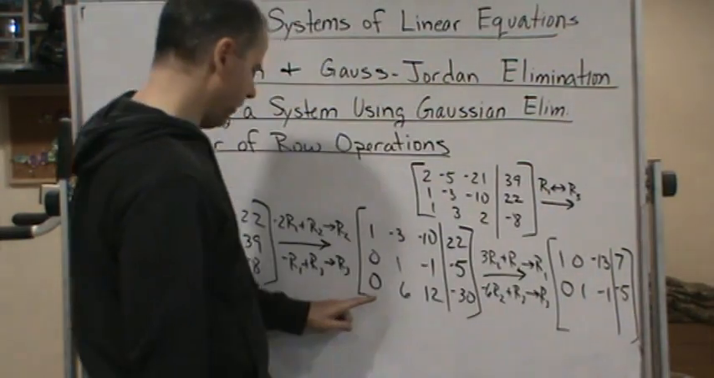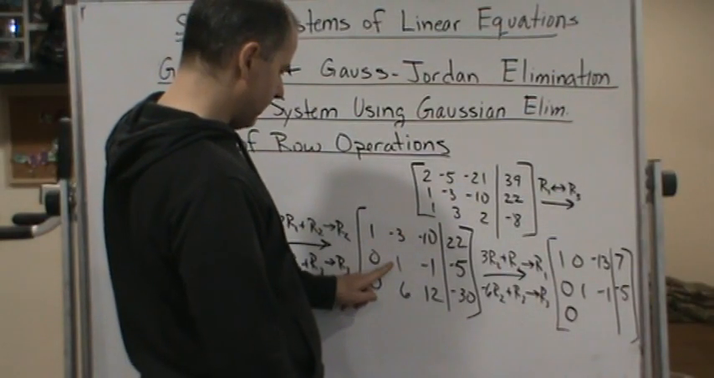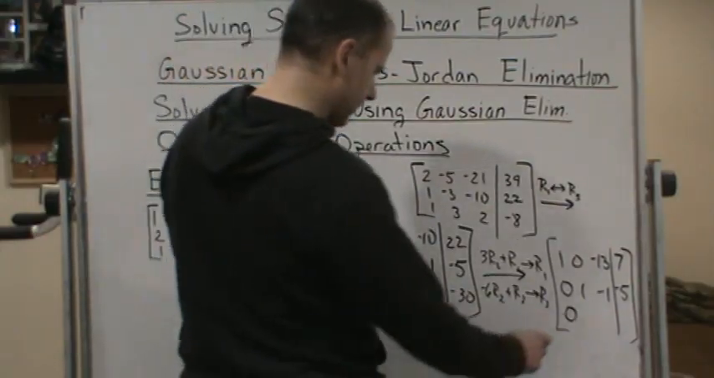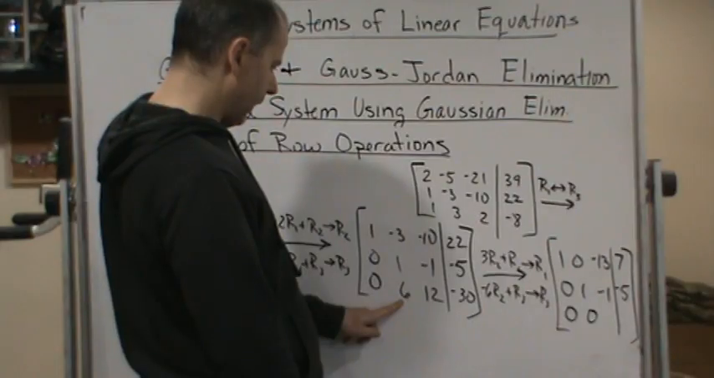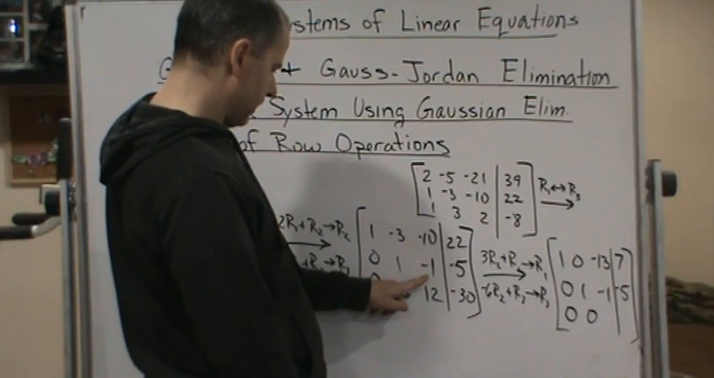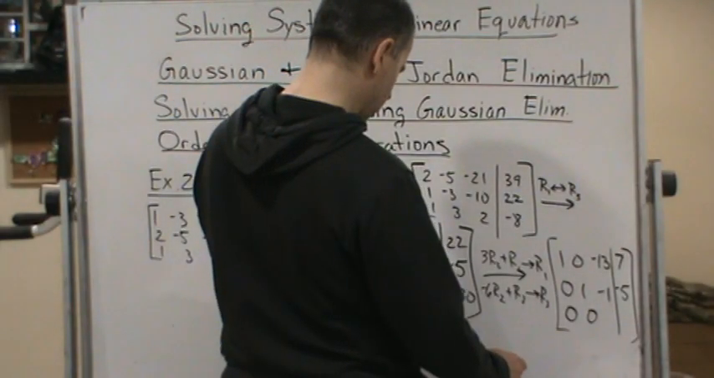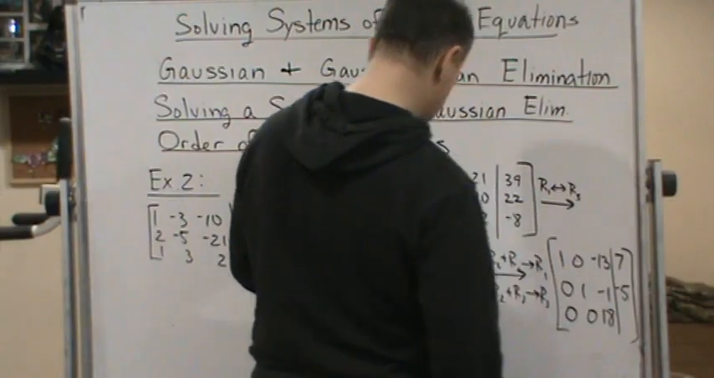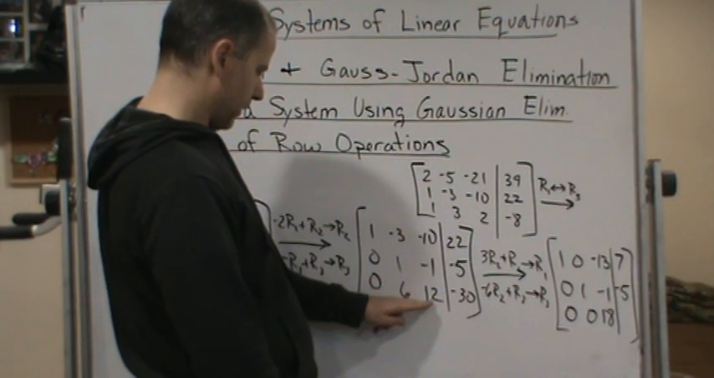All right, so now the third row, this is going to stay the same. The 0 is not going to change. And then negative 6 times 1 is negative 6, plus 6 is 0. Right? And then negative 6 times negative 1 is 6, plus 12 is 18.